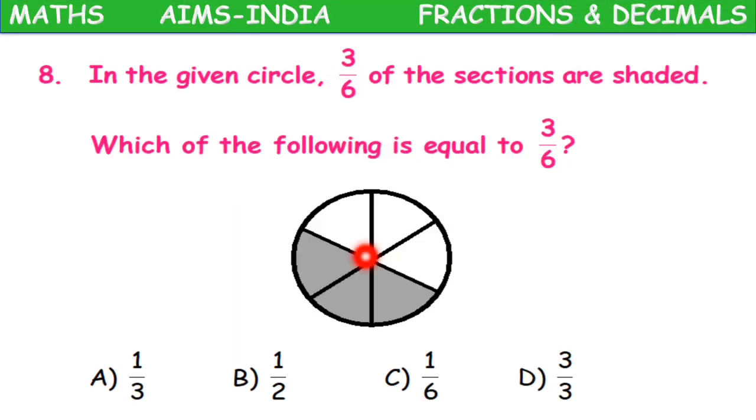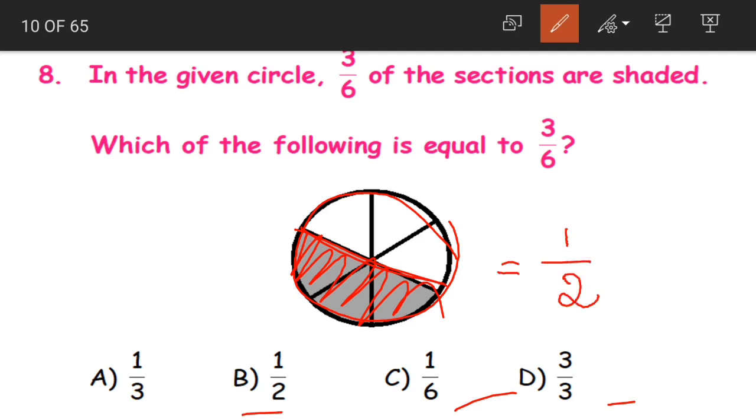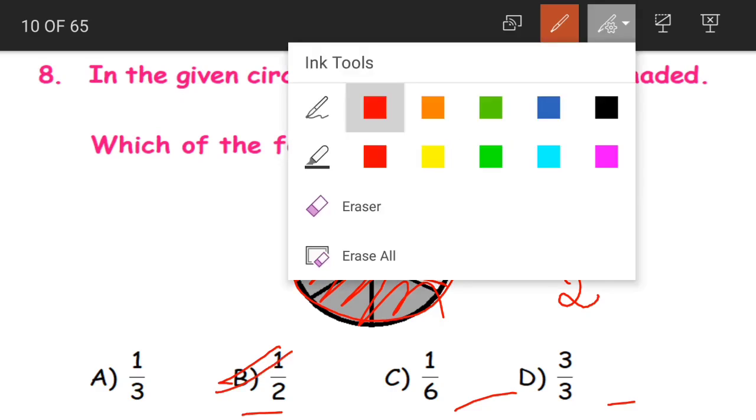Understood? Next question 8. In the given circle 3/6 of the sections are shaded. Which of the following is equal to 3/6? Now, one way to solve this is, if you look at the figure, half of the figure is shaded. From looking at it, we can say that half of the figure is shaded. So, this figure also represents the fraction 1/2, that is option B.